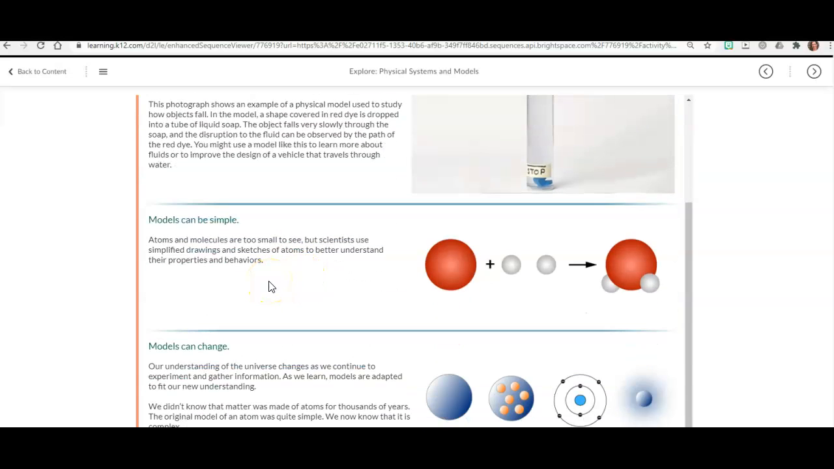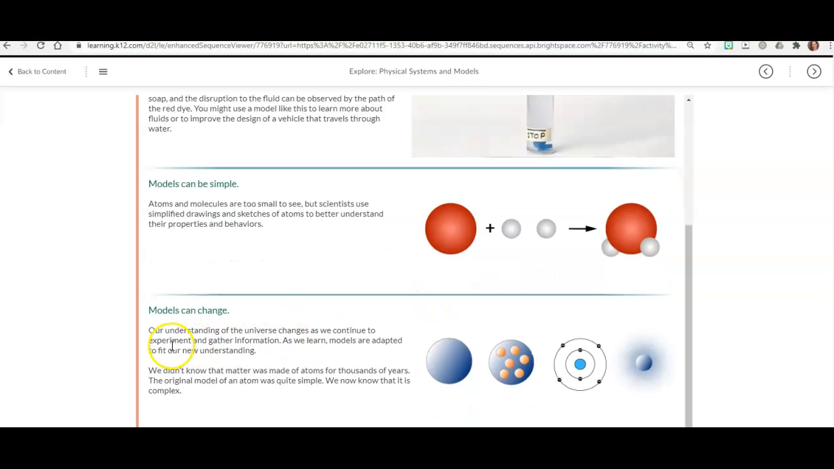So models can be simple. Atoms and molecules are too small to see, but scientists use simplified drawings or sketches of atoms to better understand their properties and behaviors. So you guys have seen something like this before, and that is a very simple model. Models can change. Our understanding of the universe changes as we continue to experiment and gather information. As we learn, models are adapted to fit our new understanding.